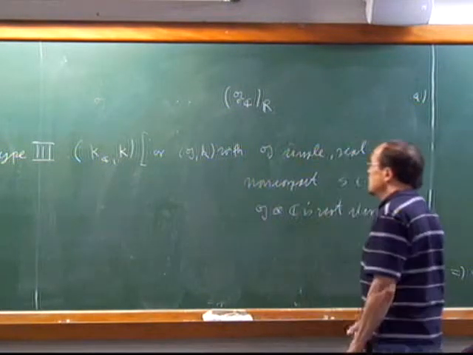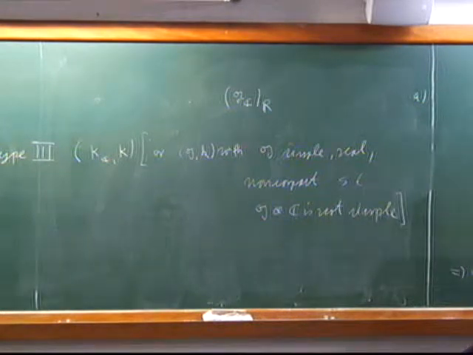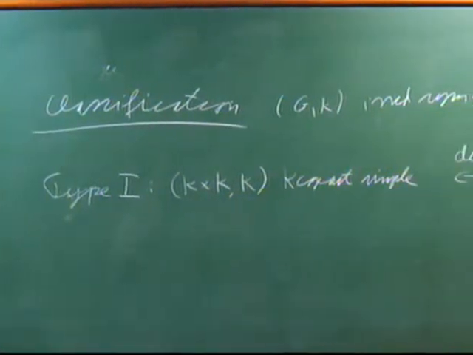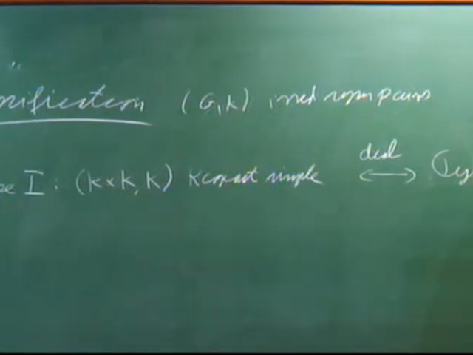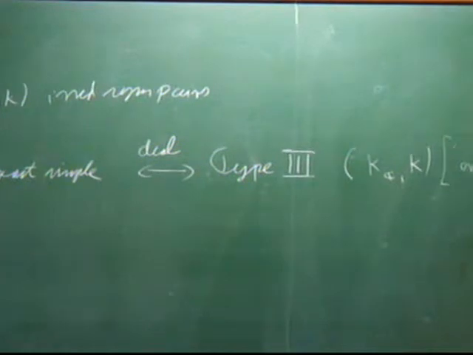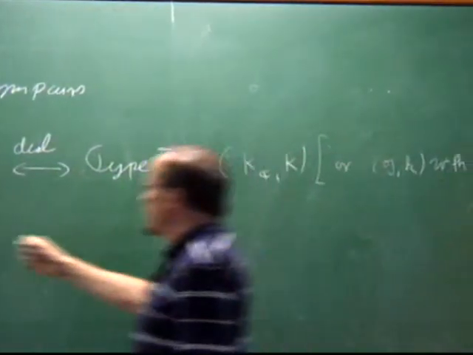Do I need to ask that the complexification is not simple? Because if this guy is simple, G is simple. Correct. So for this pair here, for the dual pair, G is not simple.